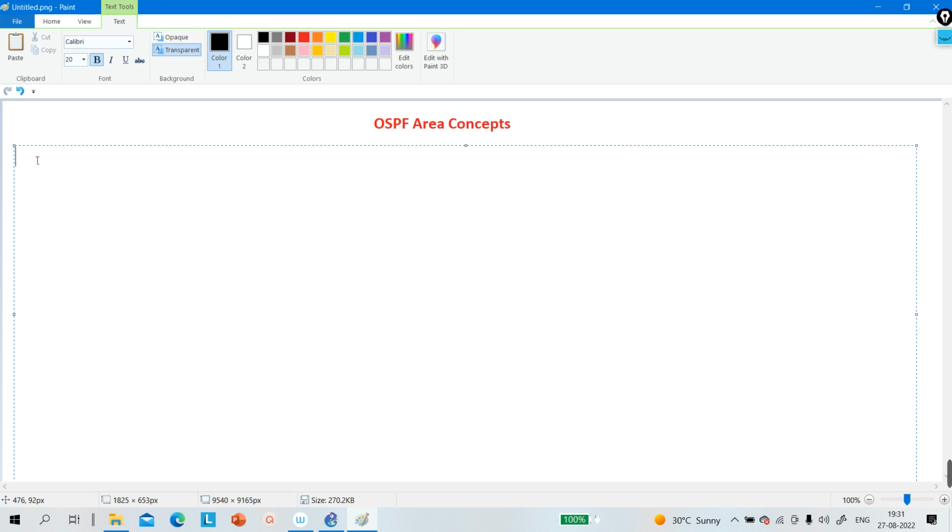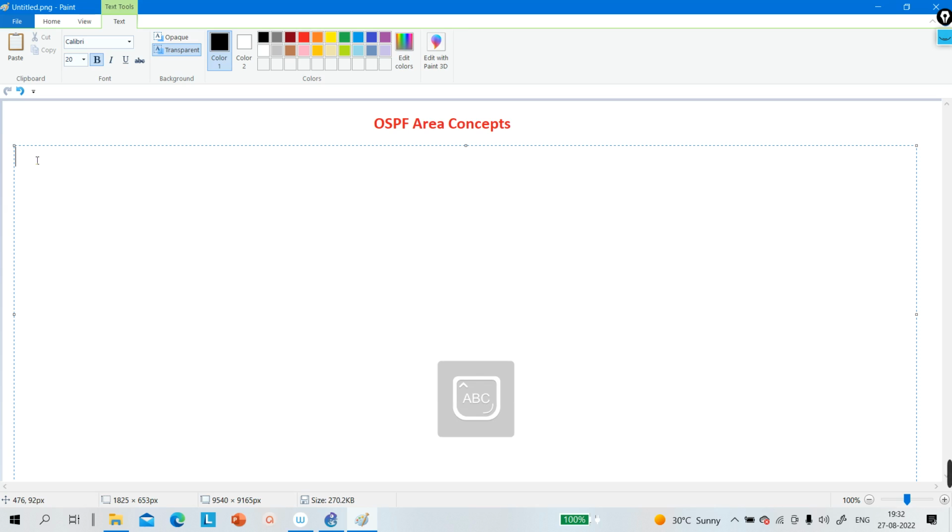So we have 5 types of area in OSPF. First one is standard area, second one is stub area, third one is totally stub area, fourth one is NSSA area, and fifth one is totally NSSA area. But the question is, why are we using the OSPF area concept? Why did we come up with the area concept in OSPF?